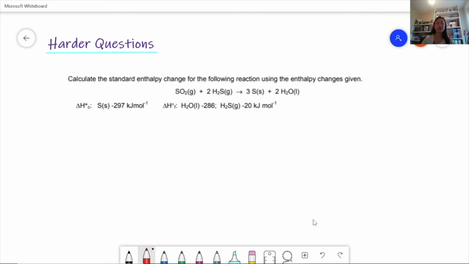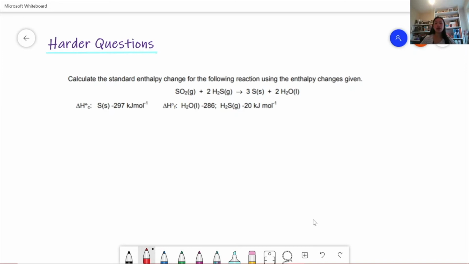So the first question says to calculate the standard enthalpy change for the following reaction using the enthalpy changes given. So what I like to do first is to write out the equations for combustion and for formation, so I know exactly what I've got.